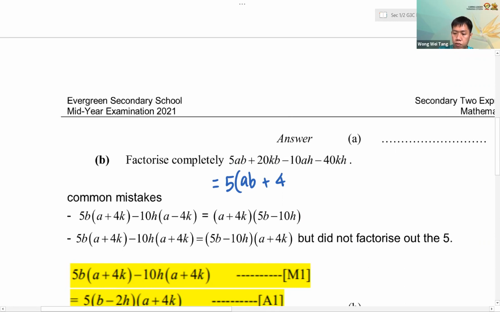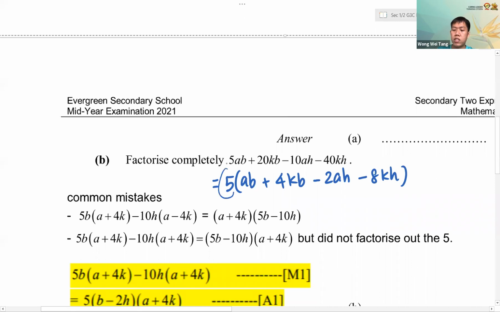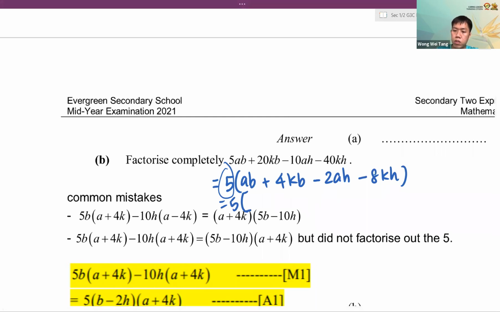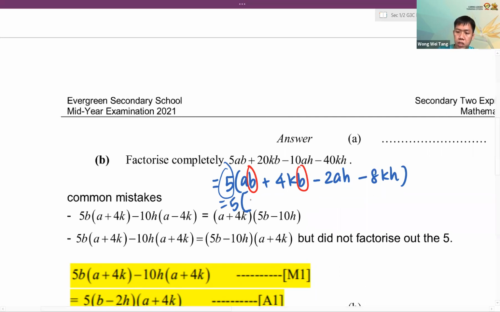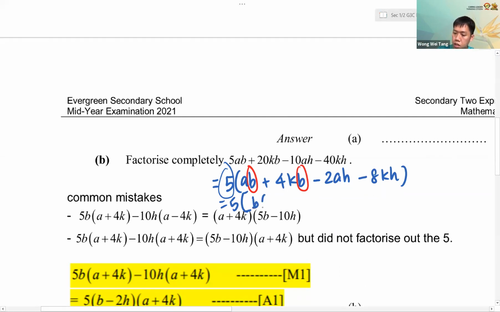You get ab plus 4kb, then you divide 10 by 5, you get 2ah, then minus 8kh. Once you factorize out this 5, you can now focus on pairing your 4 terms inside the bracket. Where we have 5, draw a square bracket. Our first 2 terms have a b and b, so factorize out b. We're left with a plus 4k.